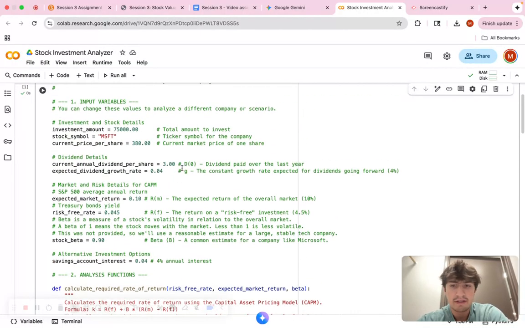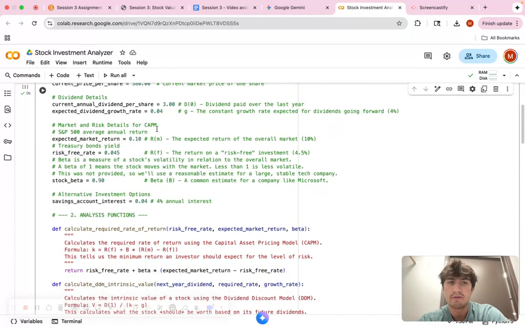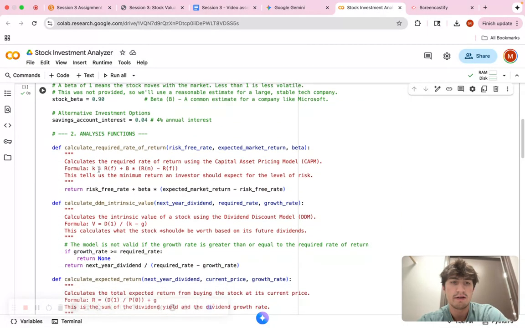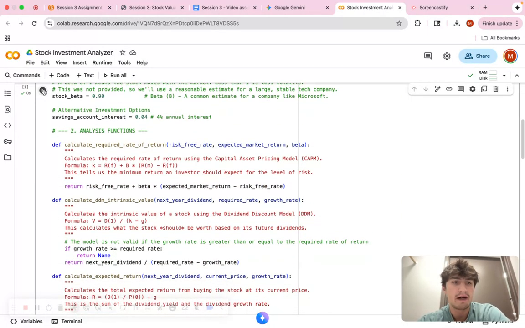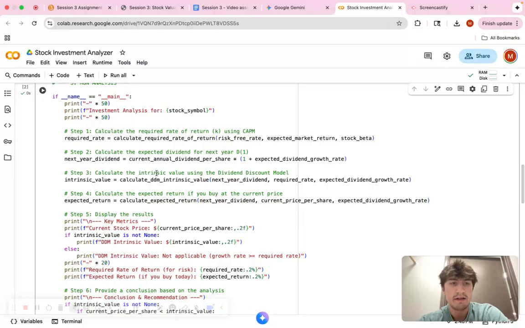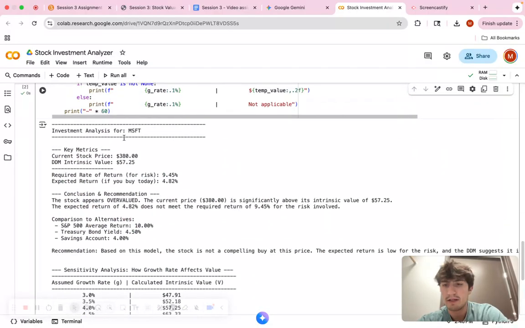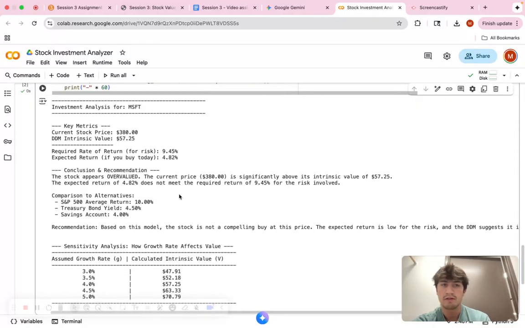So you see that it has all the variables that we already have, which we can switch, and I'll show you in a second here. But if I click run, then go down to here, it does the math for me, and it gives me this investment analysis, which is the most successful Colab experience I've had. I just plugged it in and it worked instantly.